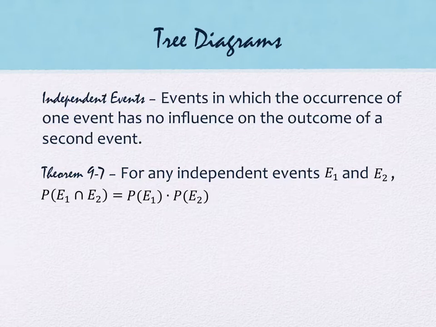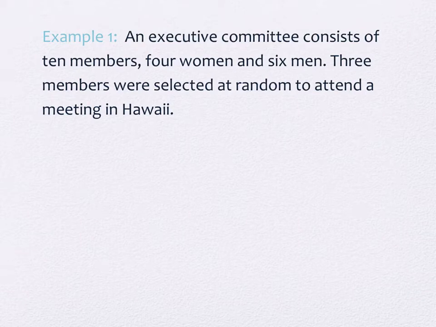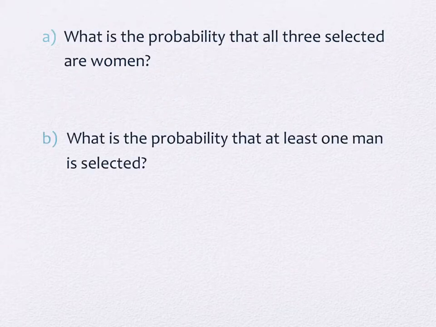Now, the first example I'm going to do are not independent events, and you'll see why very quickly. So we have an executive committee of 10 members, 4 women, 6 men, and 3 are selected at random to attend a meeting in Hawaii. Sign me up, right? And then there's some questions. So let's go to the next page in questions. You don't necessarily have to, but it will help us to determine how we draw our diagram.